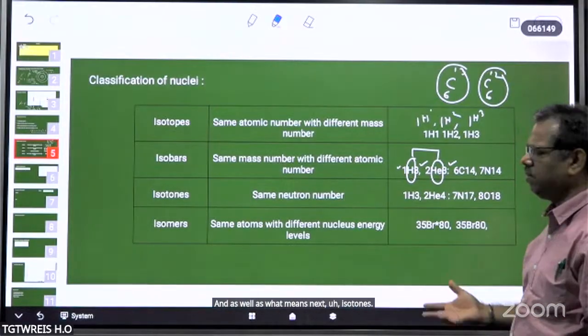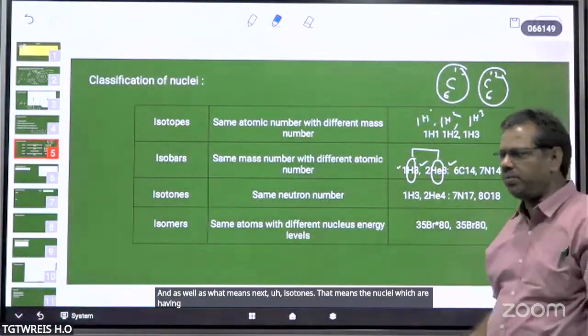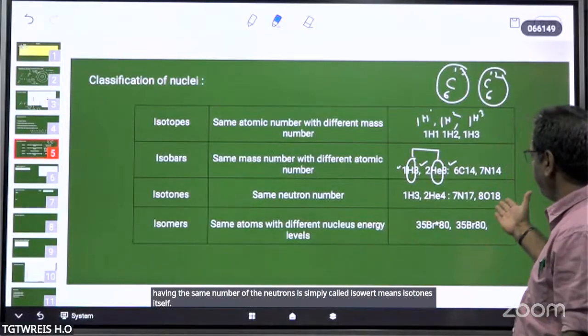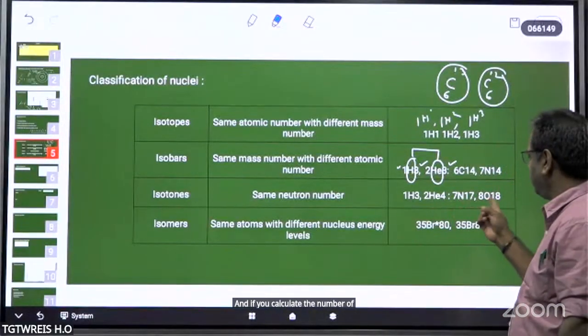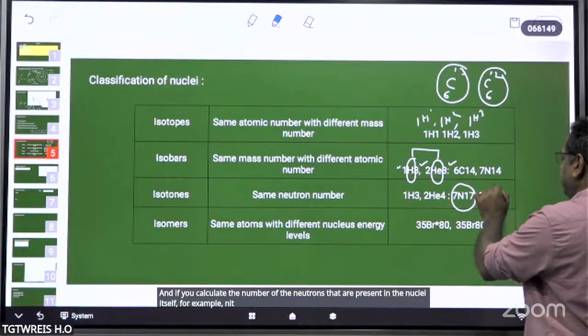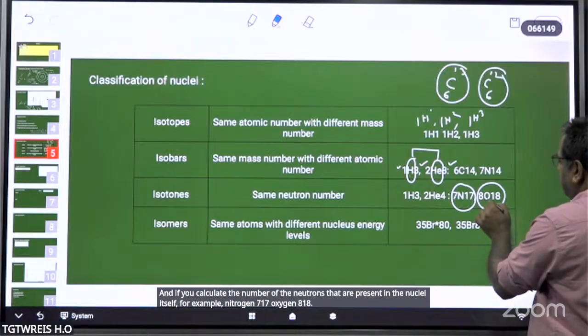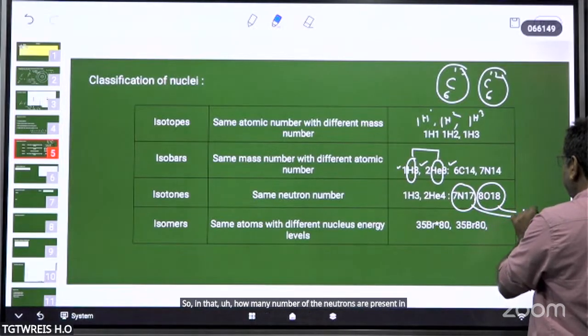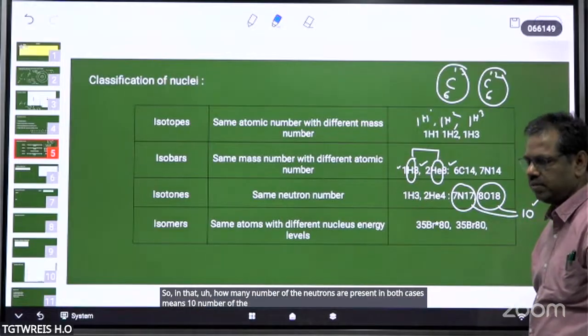The nuclei which have the same number of neutrons are simply called isotones. If you calculate the number of neutrons present in the nuclei, for example, nitrogen-17 (7N17) and oxygen-18 (8O18), how many neutrons are present in both cases? 10 neutrons are present.